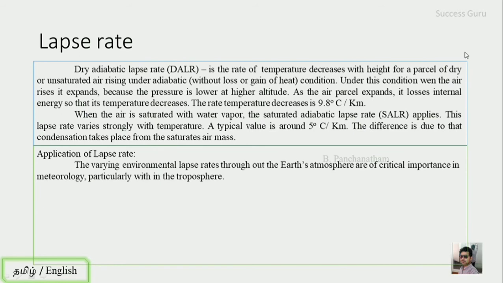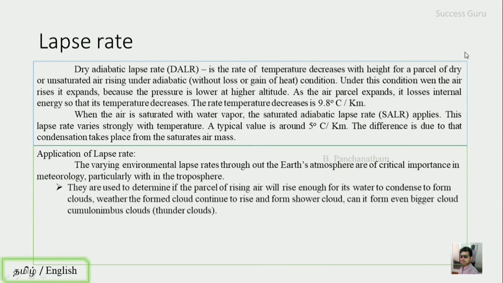Actually, the varying environmental lapse rate throughout the Earth's atmosphere is of critical importance in meteorology. So whether it is rainfall, according to the meteorological studies, the lapse rate is quite important, and that is also within the troposphere, because most of the rainfall is from the troposphere, right? And that is why it is important. So let us see one after the other.